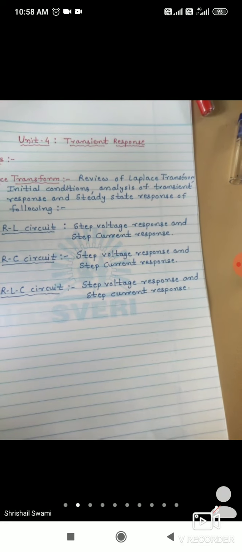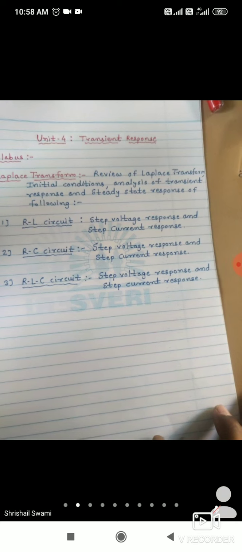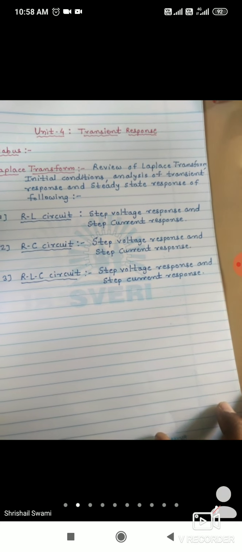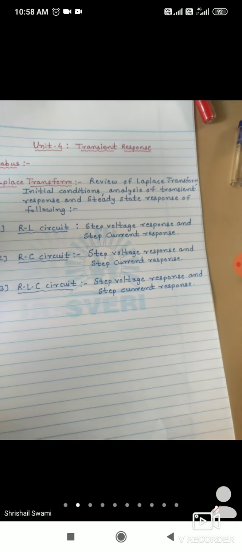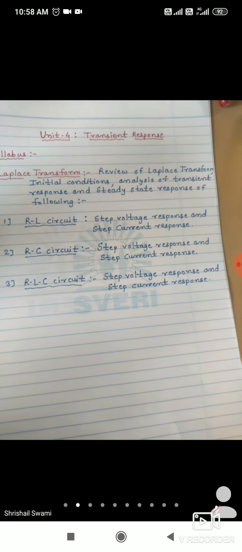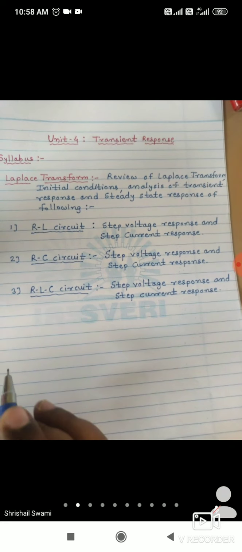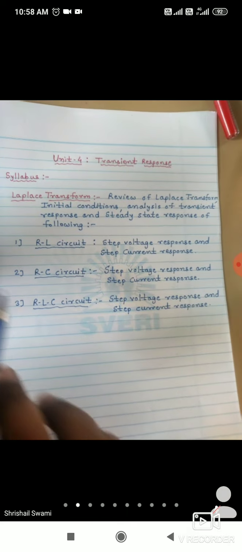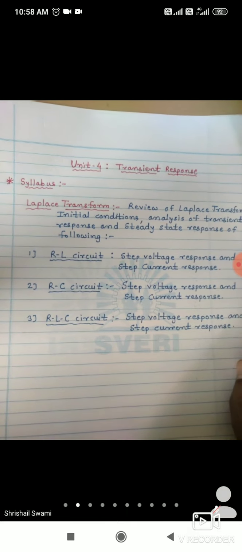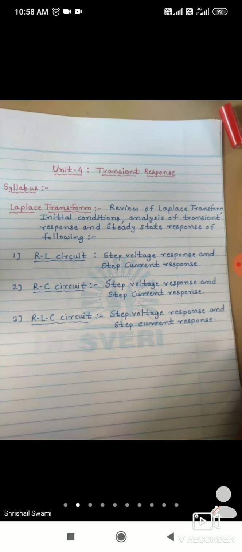Okay, so in the class it requires 10 lectures to complete this unit, but as we are taking it online, it will require 12 to 13 lectures. If we start today, it will nearly complete in the first week of November. So before Deepavali our syllabus will end. Now this will be the syllabus, and we are going to solve problems based on all the above topics.